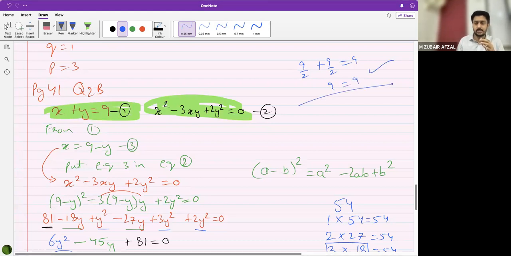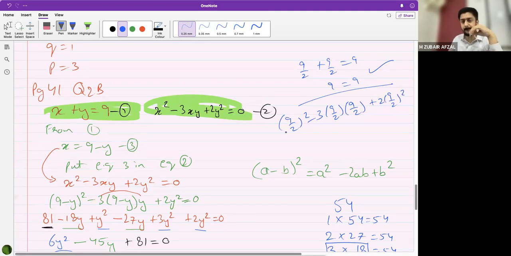I'm checking it in the second equation. That is 9 by 2 square minus 3 into 9 by 2. Y is again 9 by 2 plus 2 into 9 by 2 squared. So let's see if, yes?